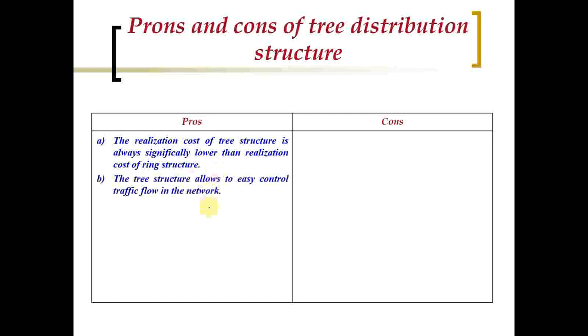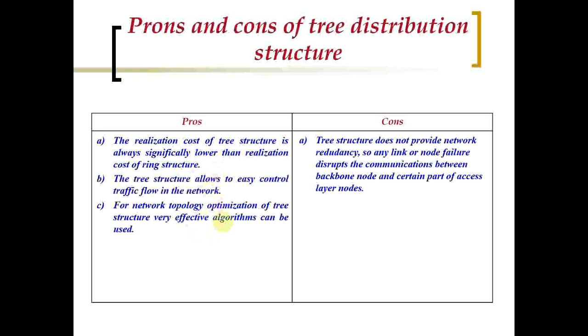The tree structure allows to easily control traffic flow in the network. For network topology optimization of a tree structure, very effective algorithms can be used, like STP, for example. Tree structure does not provide network redundancy, so any link or node failure disrupts the communication between the backbone node and a certain part of the access layer network. This is basically the main con about it, as it has really low reliability.